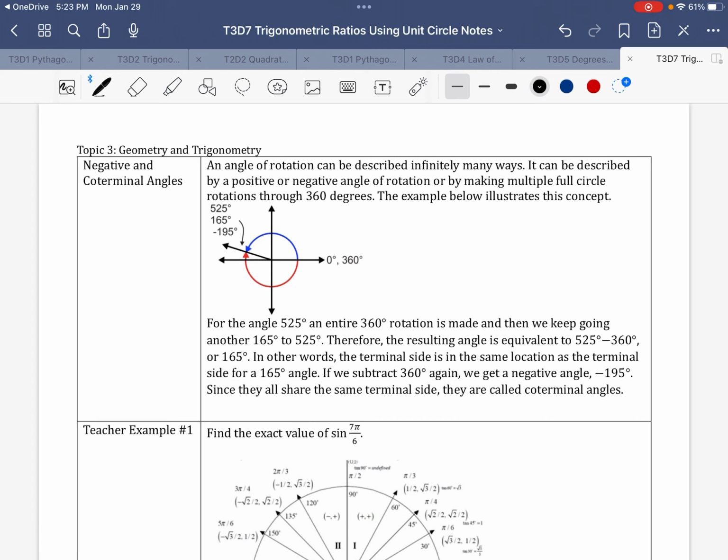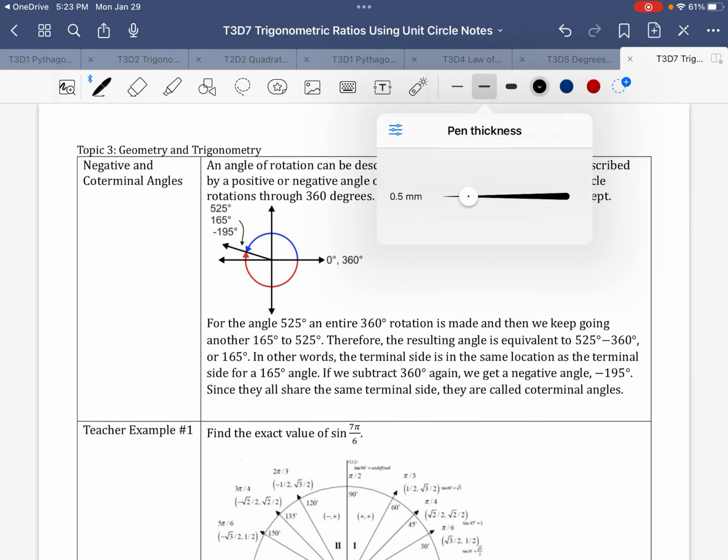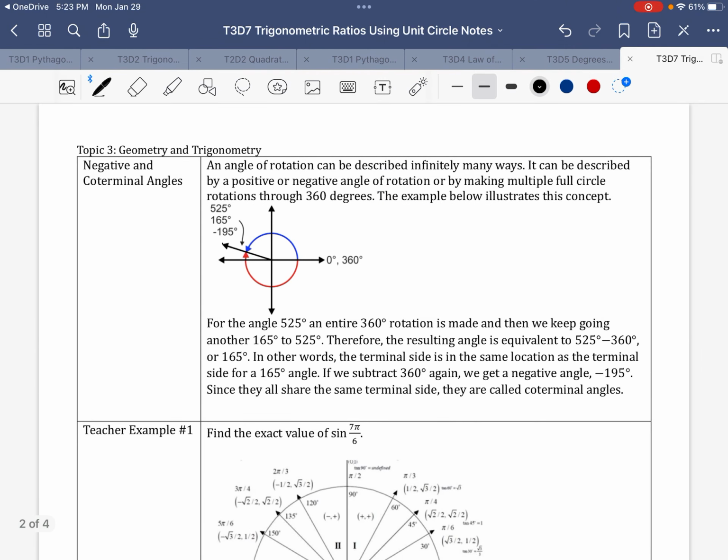Now, an angle of rotation can be described in infinitely many ways. They can just be described by positive or negative angles of rotation, or by making multiple full circles of rotation through the 360 degrees. So for example, if we have this angle of rotation, which I will kind of highlight in black, this is the angle that we're looking at here, right?